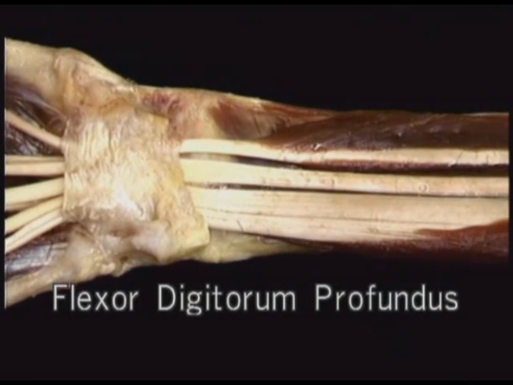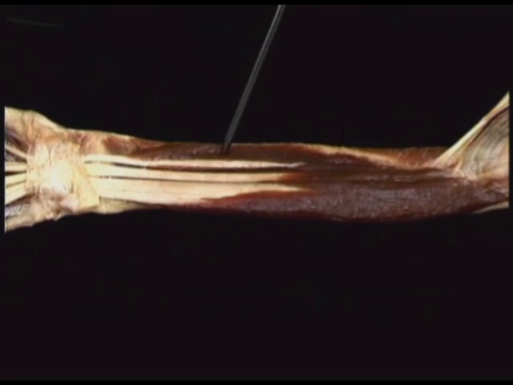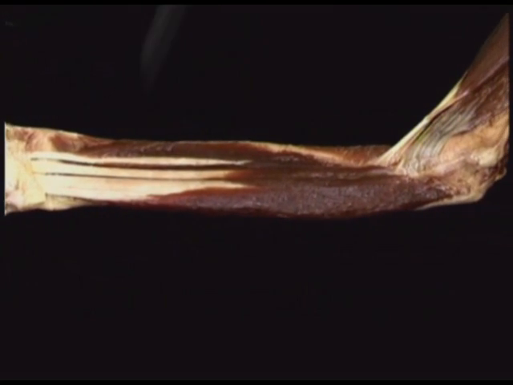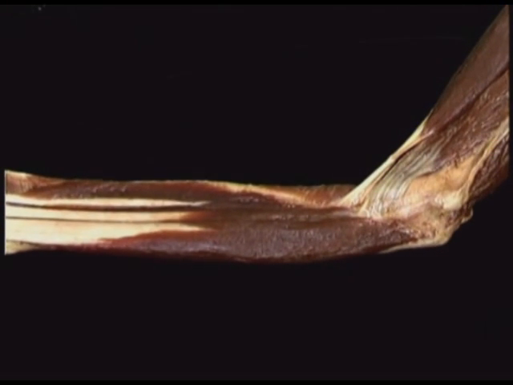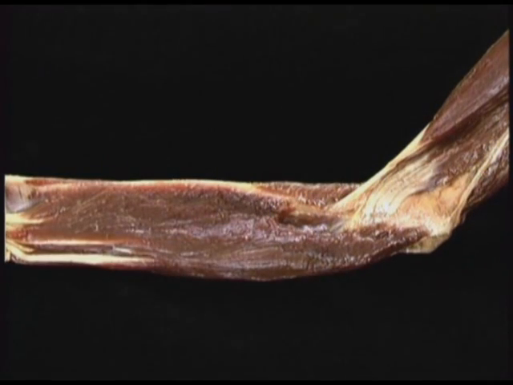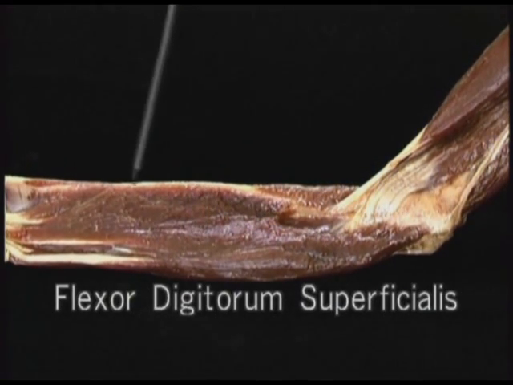We'll follow them in a minute. This adjoining muscle we'll see later on. It's flexor pollicis longus, the long thumb flexor. Now let's add the superficial finger flexor, flexor digitorum superficialis, to the picture. Here it is. It lies right on top of the profundus.